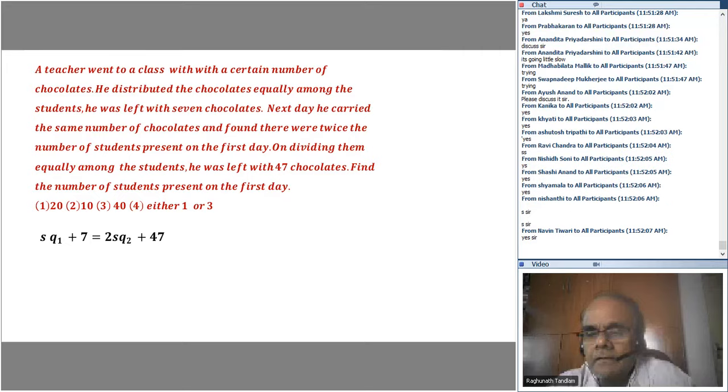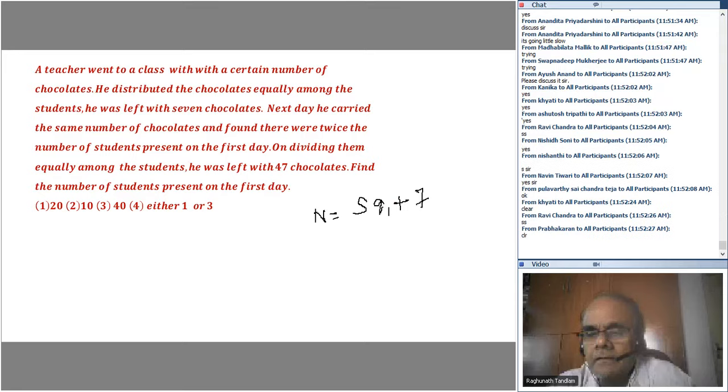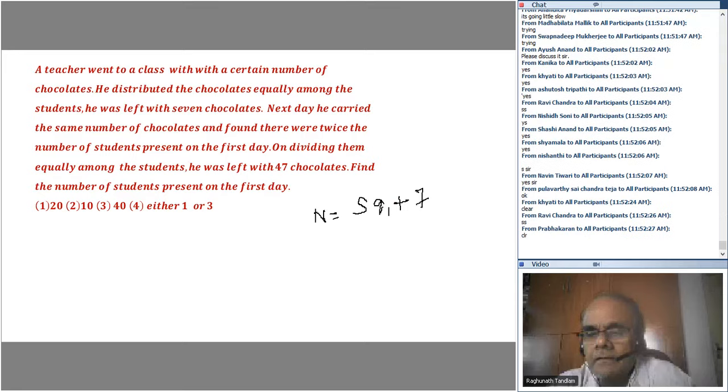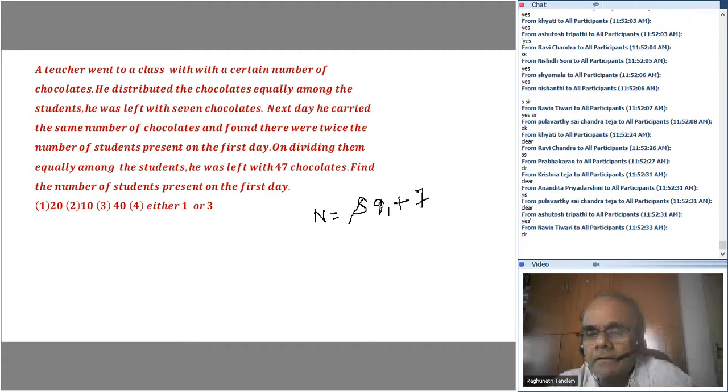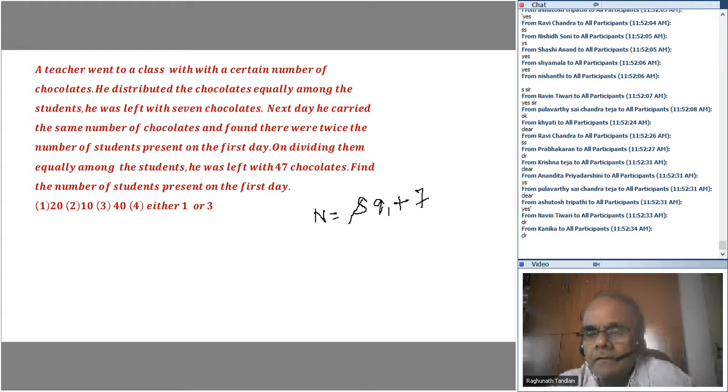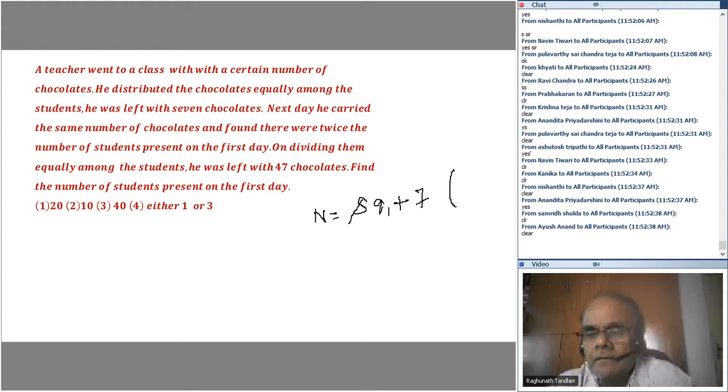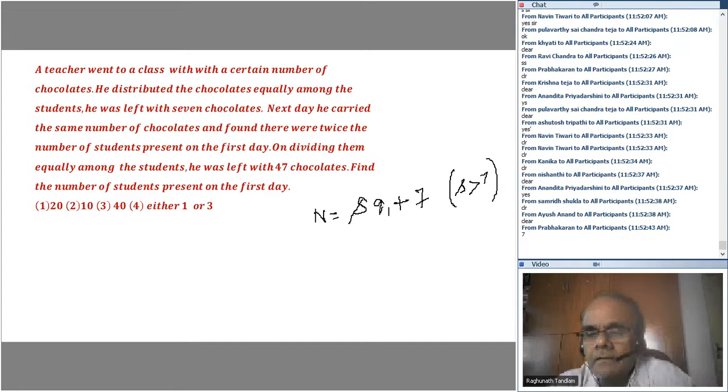Let's say the number of students is S. Each one got Q1 chocolates. So N equals S Q1 plus 7. S is the number of students, Q1 is the number of chocolates they got, and 7 is the number of chocolates left. How many are clear with this statement? S Q1 plus 7. S should be greater than what number? The number of students should be more than 7.